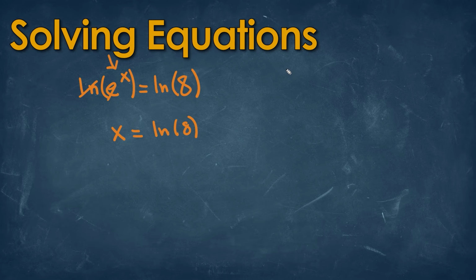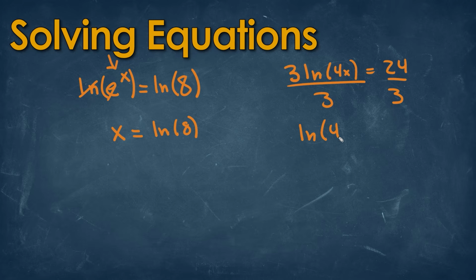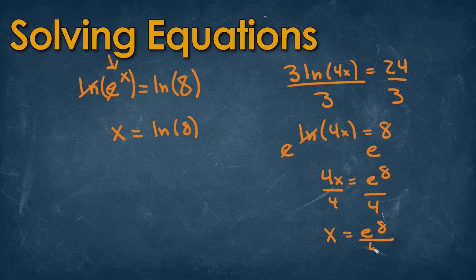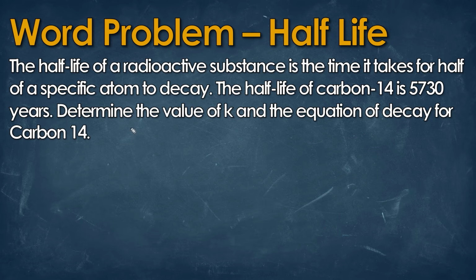Now, taking it a step further, say that we had 3 times natural log of 4x is equal to 24. So to be able to solve this, we would divide by 3 on both sides. We would get natural log of 4x is going to be equal to 8. Now, to get rid of this natural log, we're going to have to take e on this side and e on this side. If we do that, e and natural log cancel out, so we would get that 4x is equal to e raised to the 8 power. Dividing by 4 on both sides, that's going to give us a value of x is equal to e to the 8 over 4.